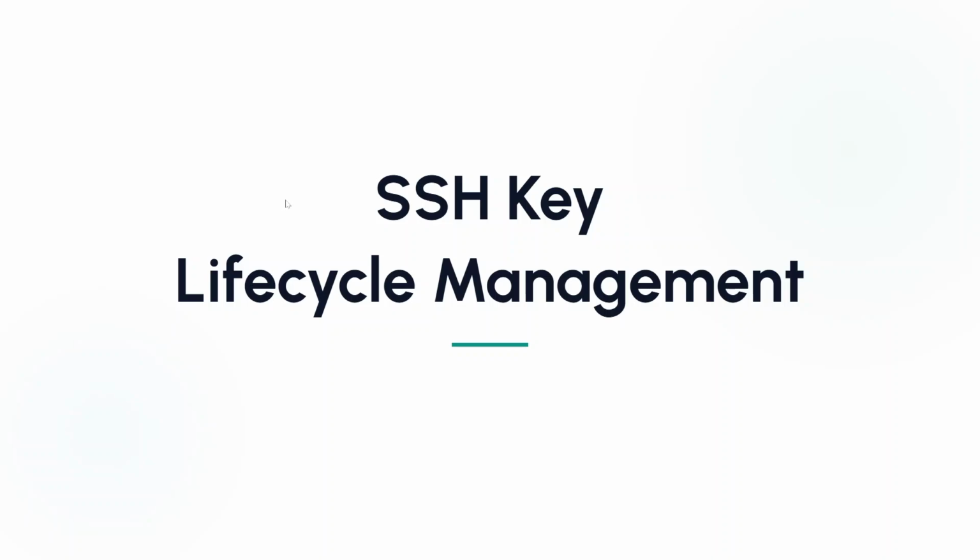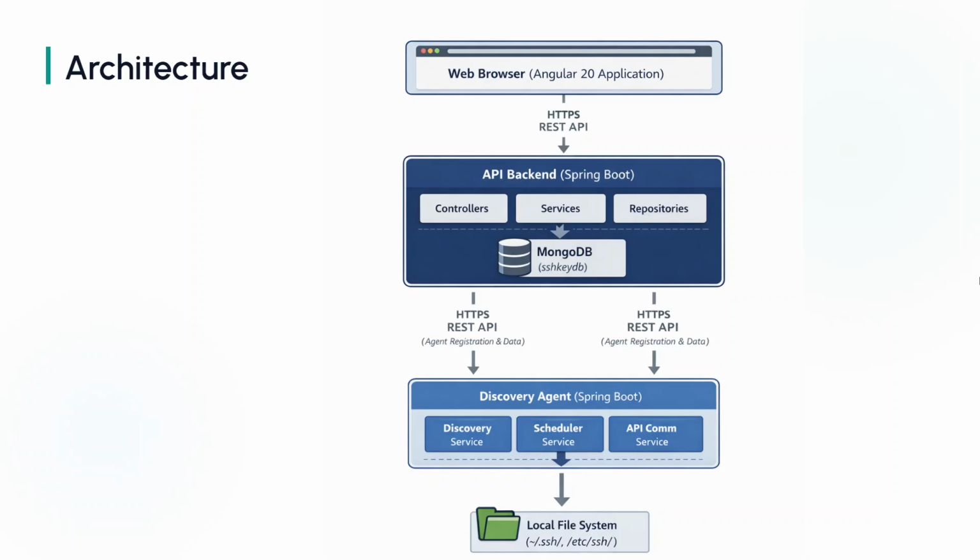To address this at scale, SSH-KLM is designed as a three-component architecture with a clear separation of responsibilities. Component 1 is the control plane. At the center of the architecture is the Spring Boot REST API backend. This is the control plane of the system. It is responsible for business logic, SSH key lifecycle operations, policy enforcement, risk classification, audit logging, and secure data persistence.